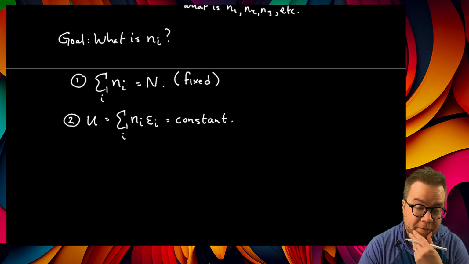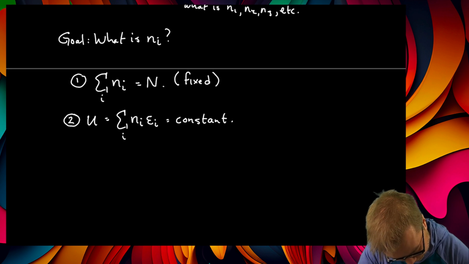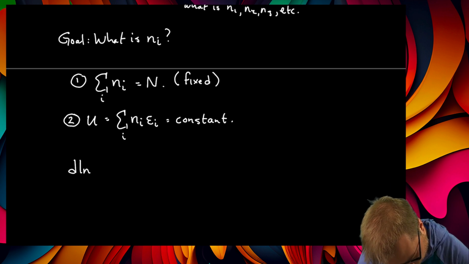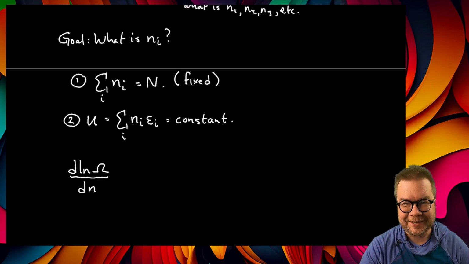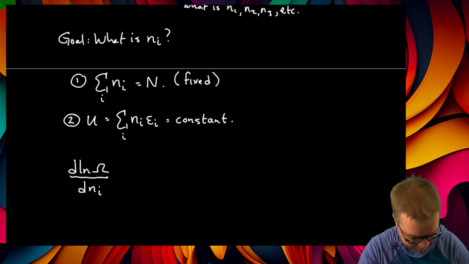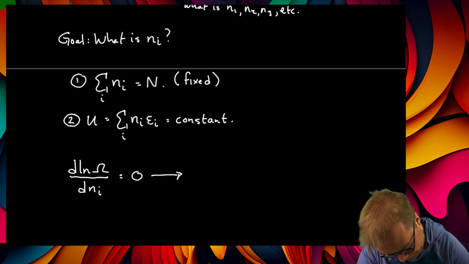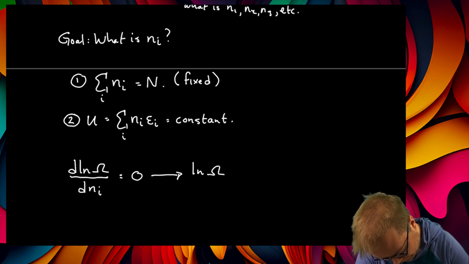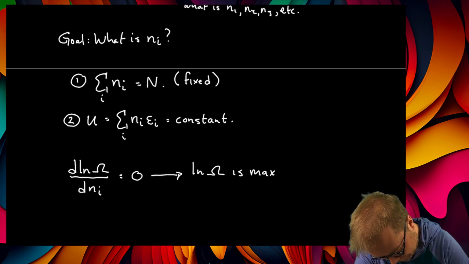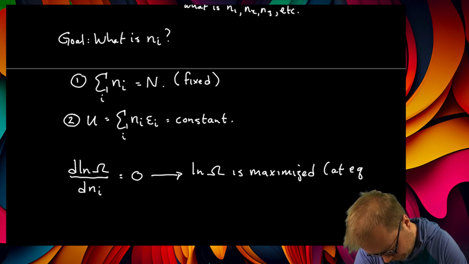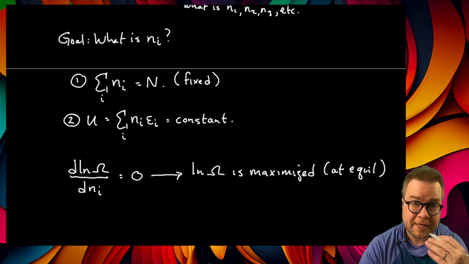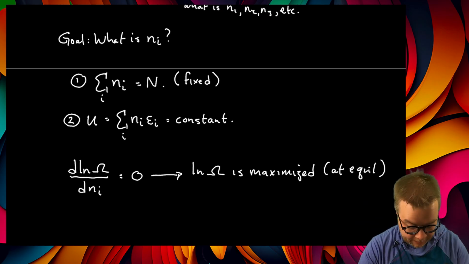So those are really the two conditions. And so if you think about it now, if we start to take the derivatives, I'm going to say that the derivative of log omega with respect to n_i, this notation is going to look kind of weird, but bear with me here. This should be 0 because we're implying that log omega is maximized, again, at equilibrium. So the derivative of log omega with respect to n_i has to be equal to 0.